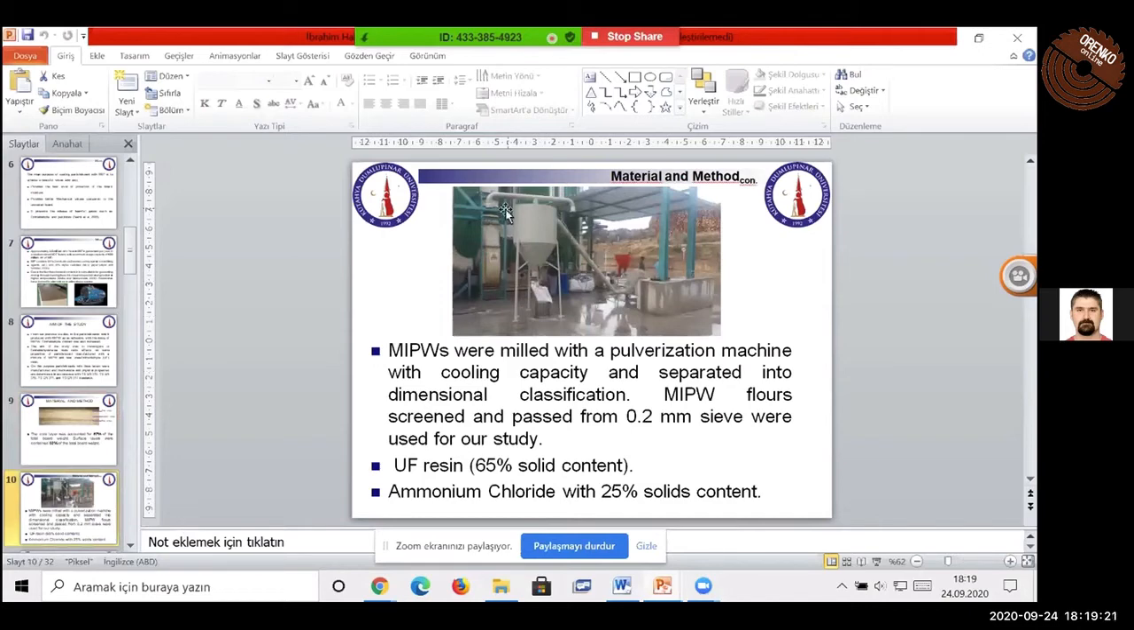As you can see from here, that one has a cooling capacity. This is the pulverization machine. First, the MIP wastes were milled with this machine and separated into dimensional classification. The MIP waste that passed through the screen and was retained on the 0.2 millimeter sieve was used for our study. UF resin was also used as an adhesive. It contains 65% solid content, and ammonium chloride with 25% solid content was used as a hardener.